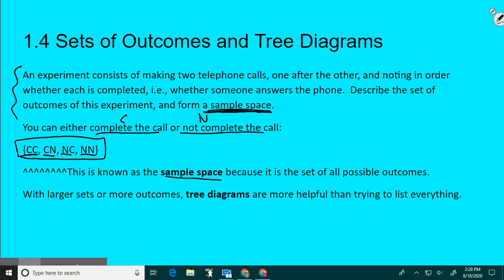Larger sets will use what are called tree diagrams, which you've likely seen before, to help us organize it and make sure we don't miss anything.